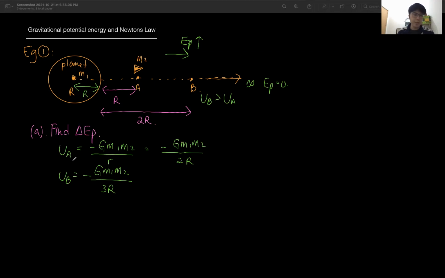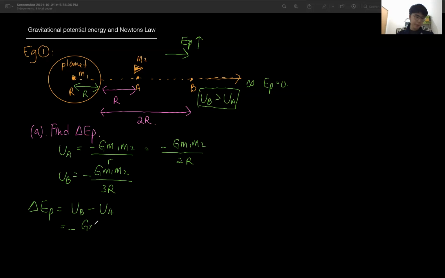Okay, which one is bigger? UB is bigger than UA. So since we are calculating the change, it doesn't matter which one comes first. I always take the bigger minus the smaller, so I don't have to deal with the sign. I know the UB is bigger, so I just take the change in EP as UB minus UA.